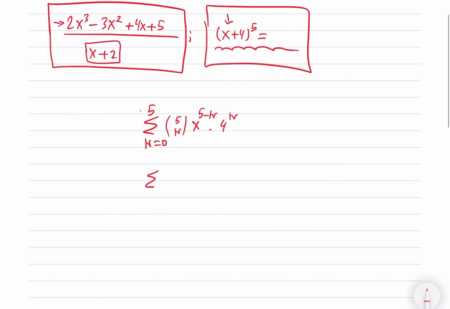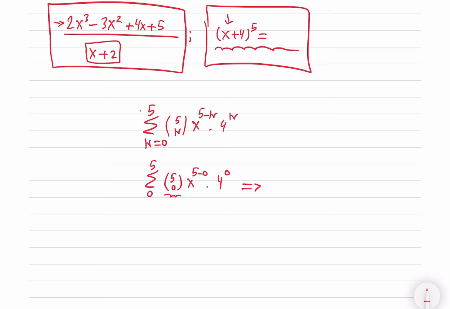We write down 5, you write down 0, you have 5 and 0. We're doing a factorial in this case. I'll explain it in 1 second. x to the power of 5 minus 0 multiplied by 4 to the power of 0.